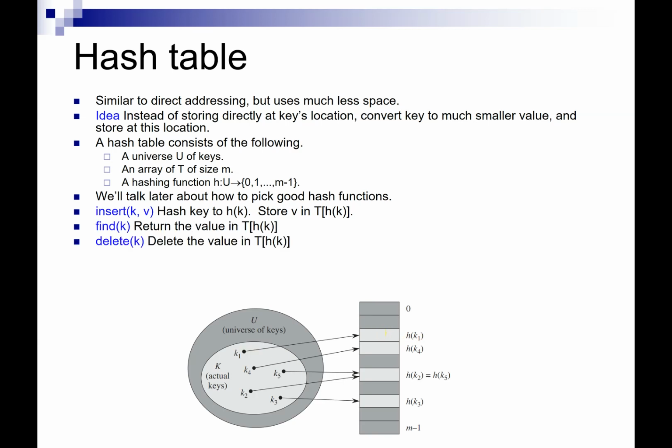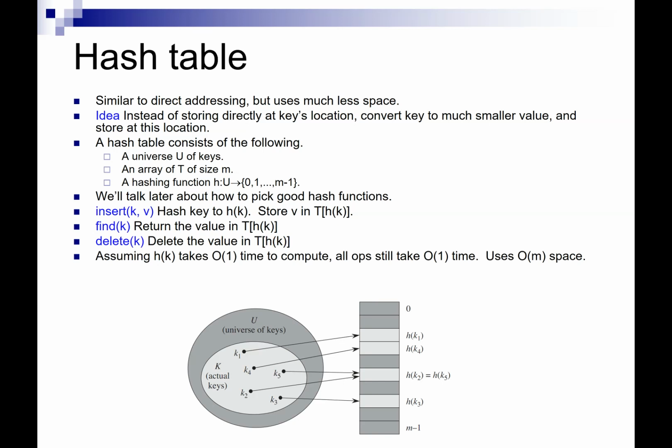If you want to find a value, again you hash the key, and then you go look in the array at that index. And if you want to delete a key and its value, you again hash the key, go to that index, and then just delete any value there.